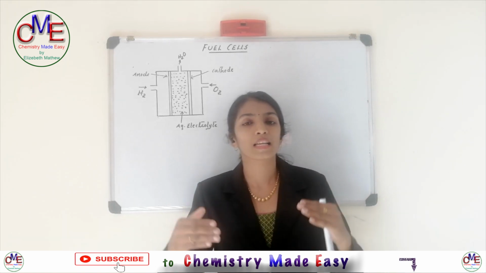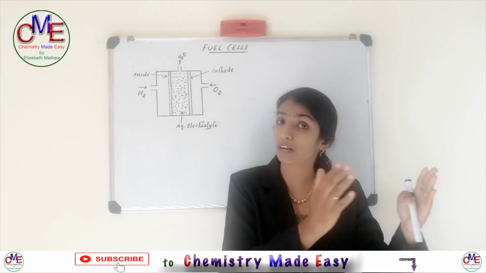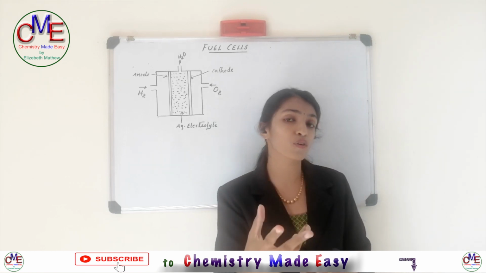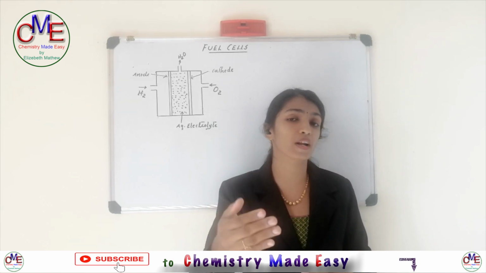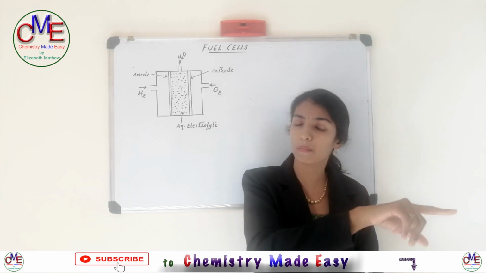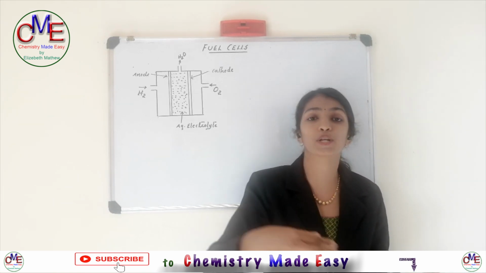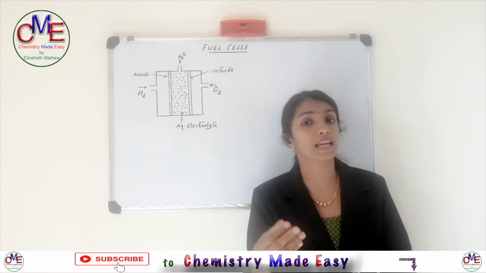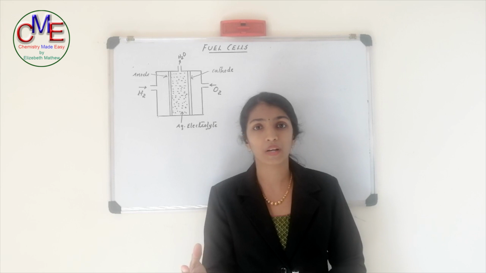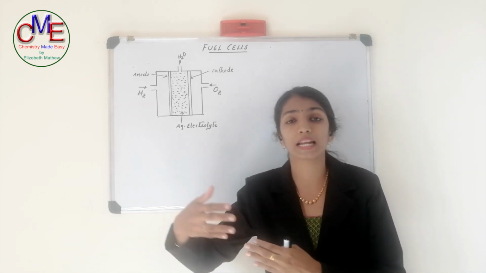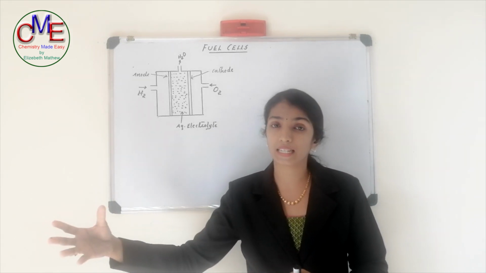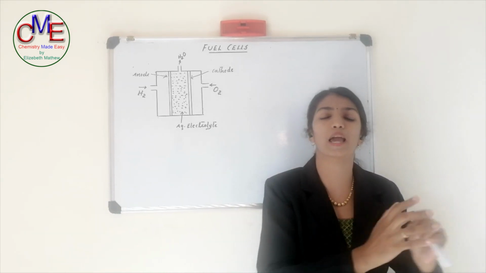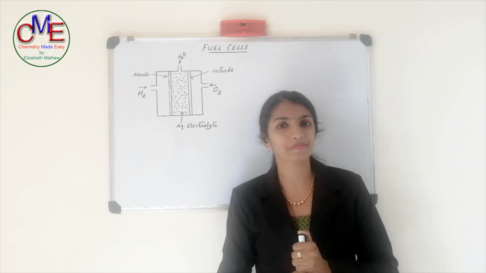In a fuel cell, instead of fossil fuel, chemical fuels are used, right? In thermal power plants, we are using fossil fuels, which produce so much environmental pollution. But in a fuel cell, we are using chemical substances. These chemical substances react and produce electrical energy, because these cells are designed to produce electrical energy from certain types of chemical reaction, right?